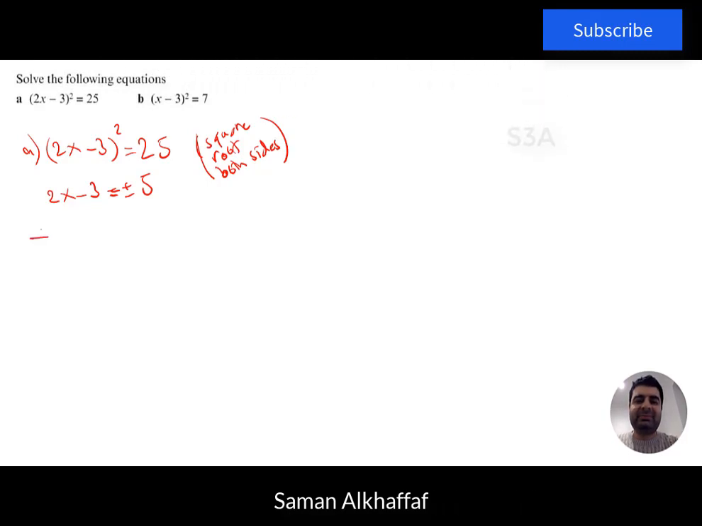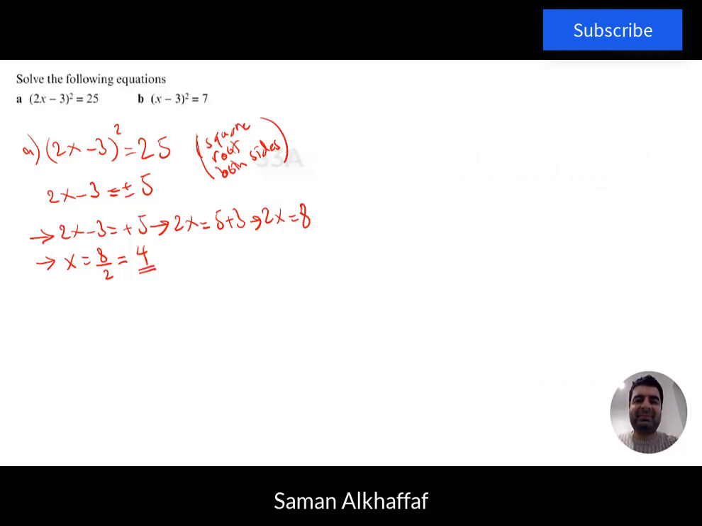So first, if we take the plus 5, that will give us 2x minus 3 equal plus 5, so that will give us 2x equal plus 5, and we move the minus 3 to the other side, so that will give us plus 3, and that will give us 2x equal 8, and then that will give us x equal 8 over 2, so x equal to 4.